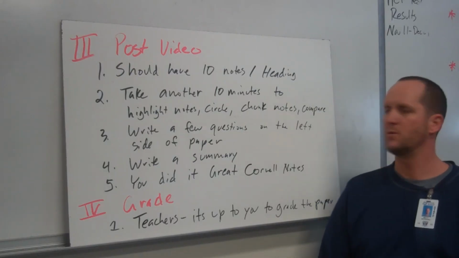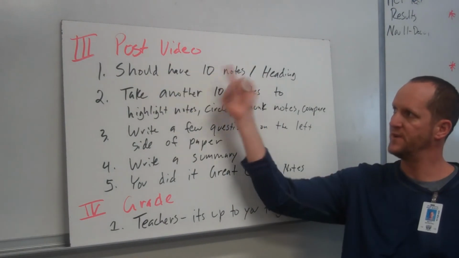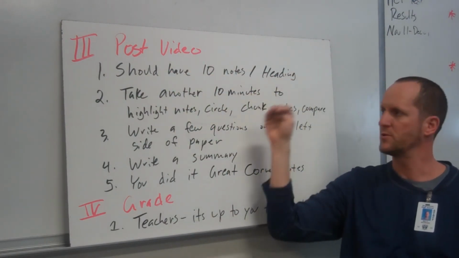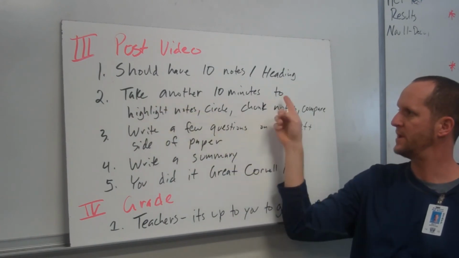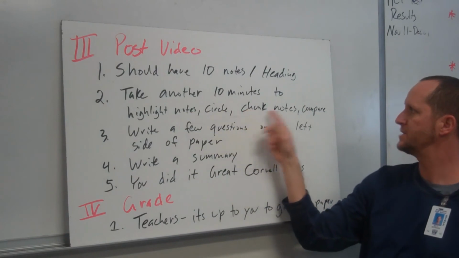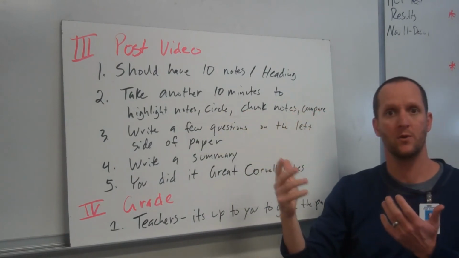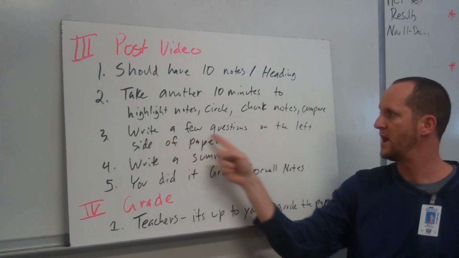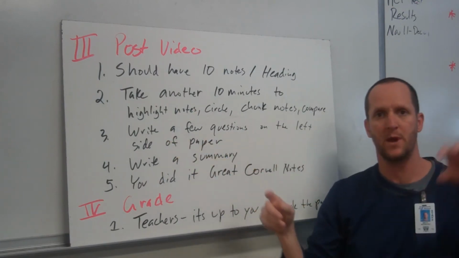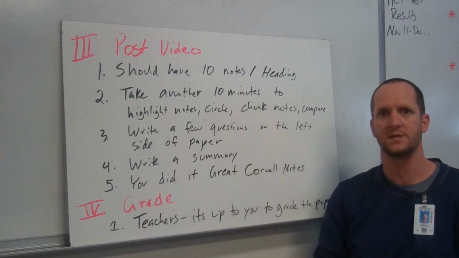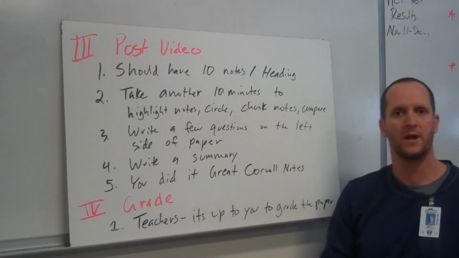All right, Inglewood High School, we're done with our video. So post video, you should have around 10 notes with your heading and your essential question. Take another 10 minutes or so to highlight some notes, circle some good vocab, chunk your notes, maybe compare with your neighbor, get some extra stuff if you didn't get all your 10 notes. Write a few questions on the left side of the paper as well as the main idea, and then write a summary. That would be a full set of Cornell notes. You did it! Great Cornell notes.